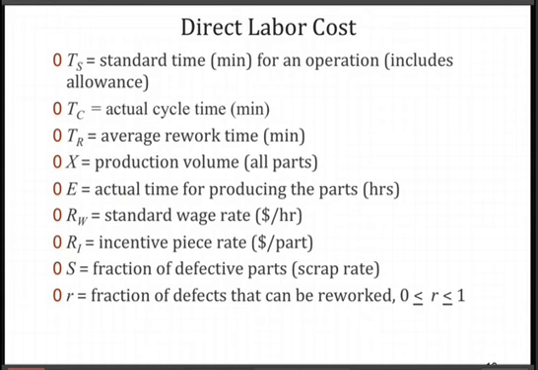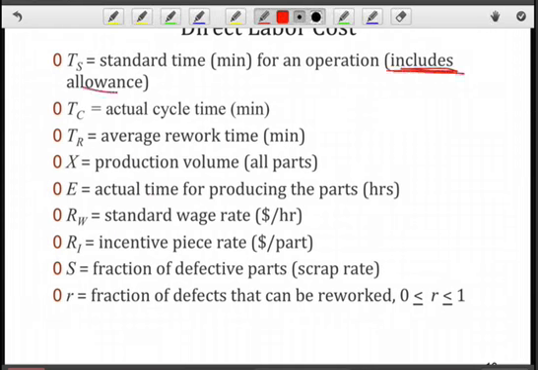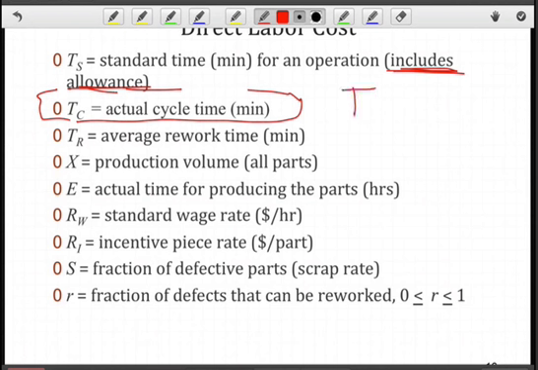First of all, T sub S is going to be that standard time for an operation. Again, I want to emphasize that includes some allowance, as opposed to the actual cycle time. So T sub C would be the expected cycle time based upon what we know about that operation. So we think of T sub S as being strictly greater than or equal to T sub C. Factoring in rework, we are going to have a certain amount of time associated with that rework. And we've already seen the production volume X going into our processes.